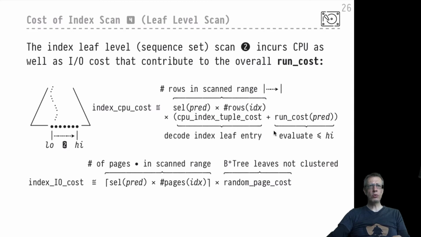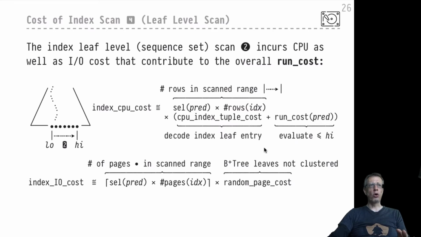To that, we would have to add the run cost for the predicate. For example, the predicate that evaluates the comparison with the upper range high here, so that we don't exceed the rightmost range of our range scan. Every row would have to be checked against this upper high limit to make sure that we do not pass the range's upper end. So all of this would add up to the index CPU cost.